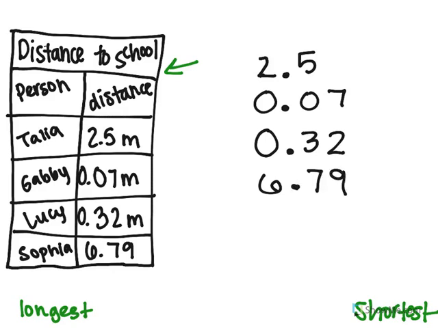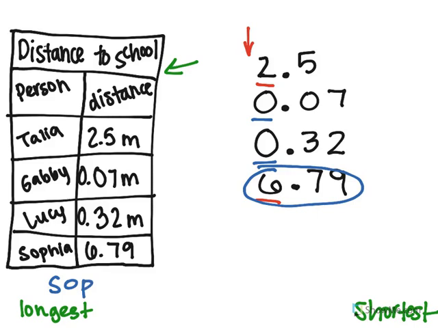So I'm going to start at the greatest value, which is the ones place. I look and I can see a 6, a 2, and then 2 zeros. Well, I know the longest distance is going to be 6 79/100. So that would be Sophia.